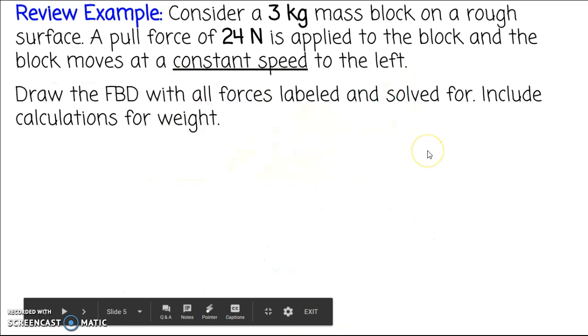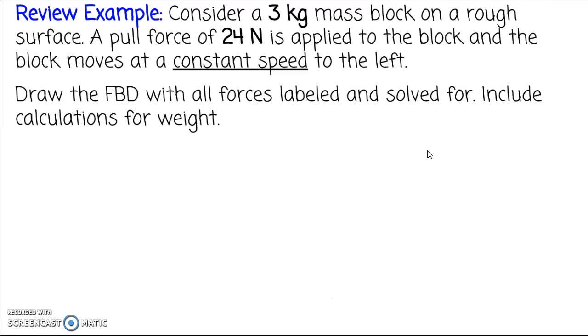So now you can go through this review example yourself. Also, I post this PowerPoint on the Schoology and it has all this stuff. I just wanted to narrate it real quick so that you could get ready and have somebody narrating the problems for you. In a review example, you're doing just the normal one. It's just the force is applied and it's not at an angle.